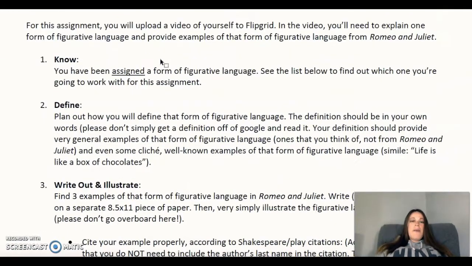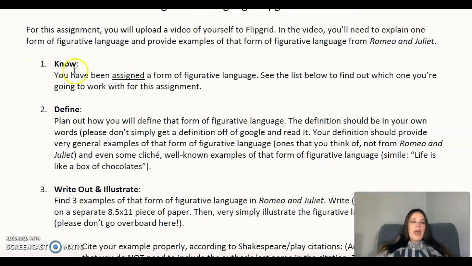So back up to the top. The first thing you need to do, step one, you need to know you have been assigned a form of figurative language, like I said. See the list below to find out which one you're going to work with for this assignment. Hopefully you just did that, all right?